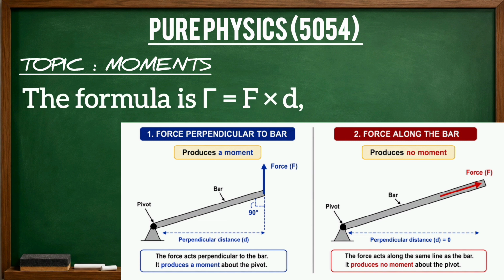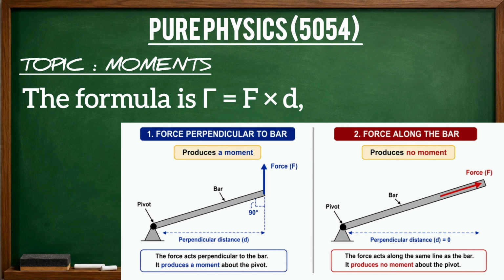The formula is moment equals force times what? Distance, where F is the force and D is the perpendicular distance. There are two important conditions attached to that distance. First, it must be measured from the pivot to the force, and it must be at right angles to the direction of the force. Please don't forget these important conditions for distance. Number one, it must be measured from the pivot to the force. Then it must be at right angles to the direction of the force.